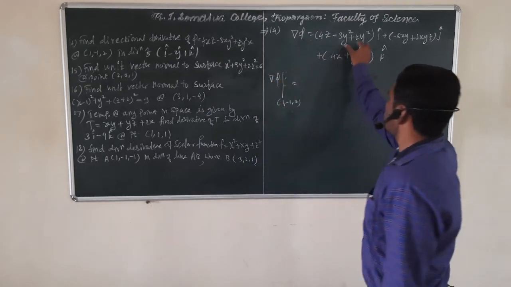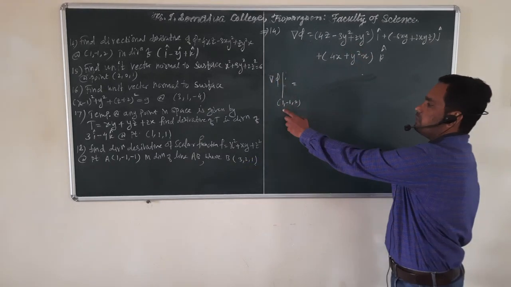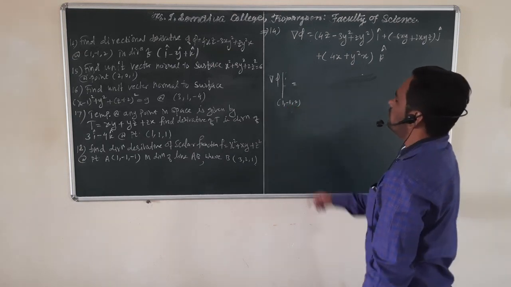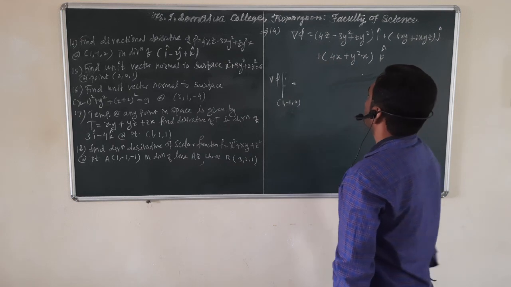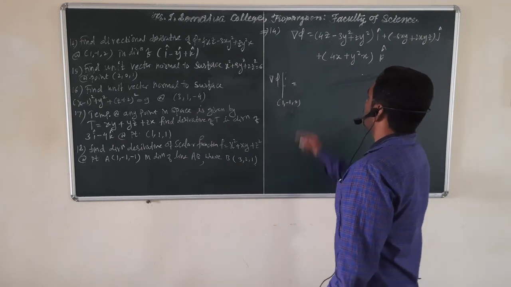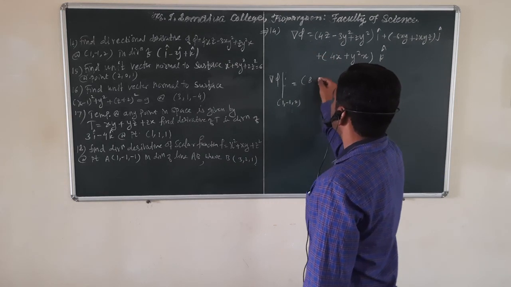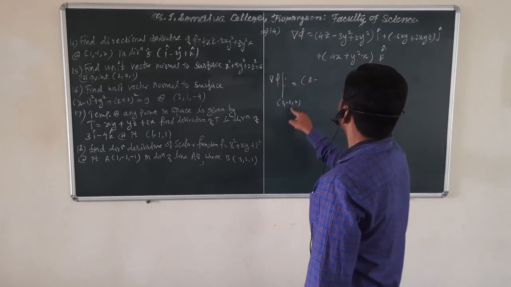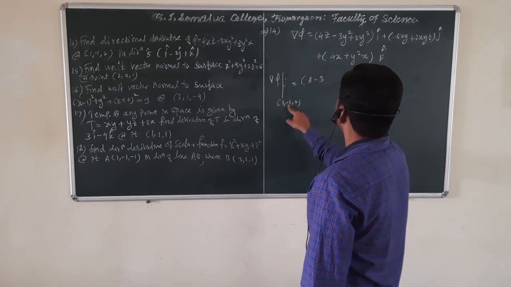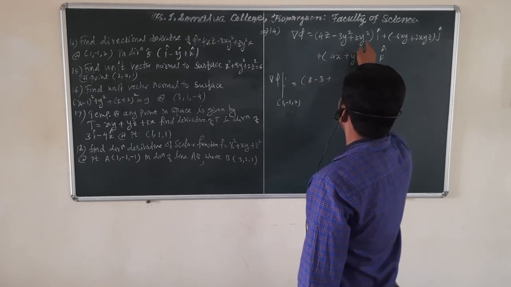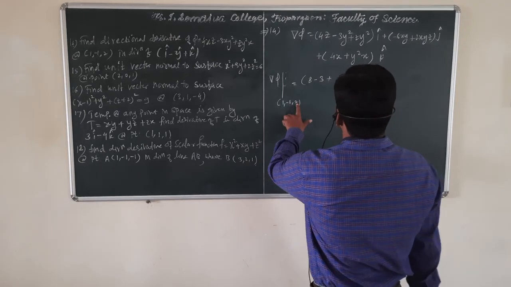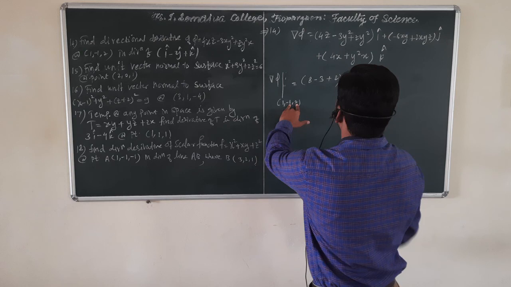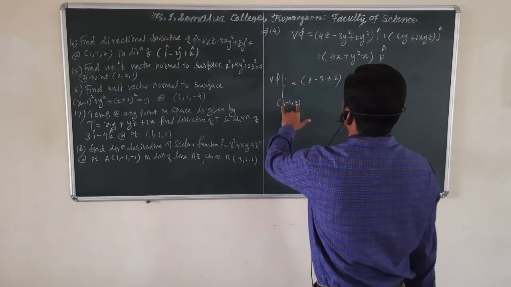So in this equation we put the value of x as 1, y as -1 and z as 2. Substituting those values, this is equal to 4 into z, which is 8, minus 3 into y square. So 3 into y square becomes minus 3, plus z into y square, so z is 2 into y square. Here we get 2z into y square.